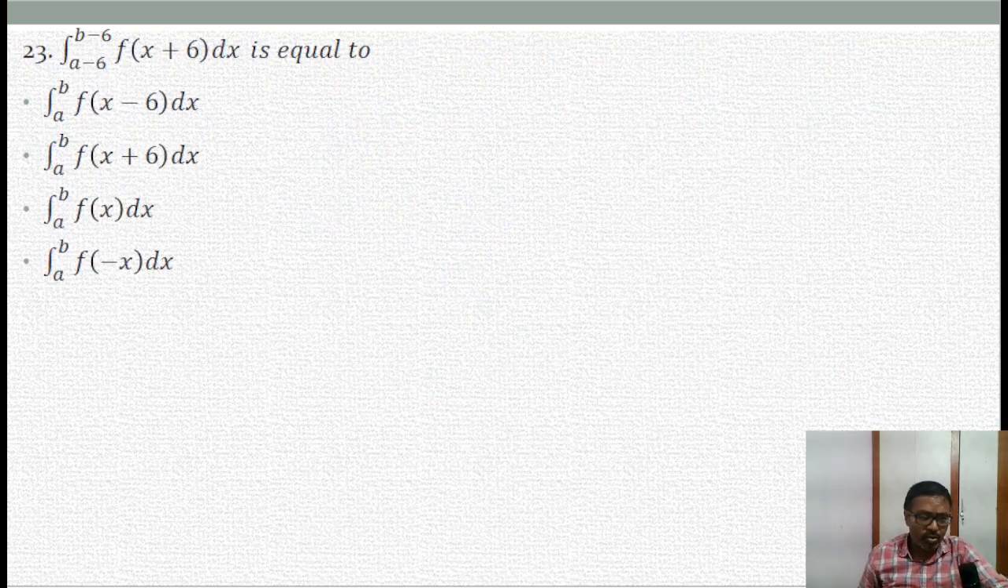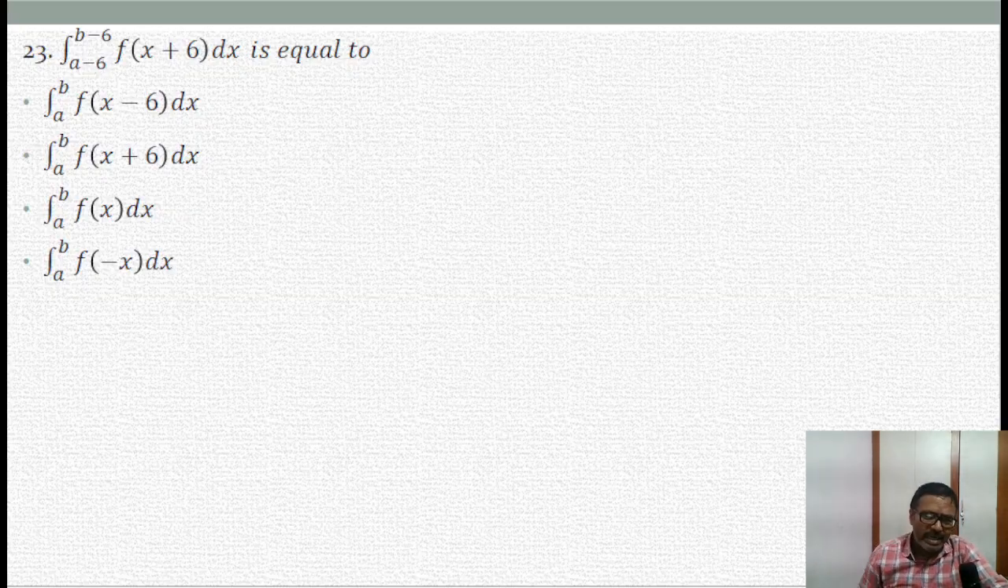One of the interesting questions again on a definite integral. Now see the options and the given question carefully. Integral of f of (x plus 6) dx from a minus 6 to b minus 6. It is equal to which of them? In all those, just verify the lower limit and upper limit. The lower limit and upper limit are a to b in all those cases.